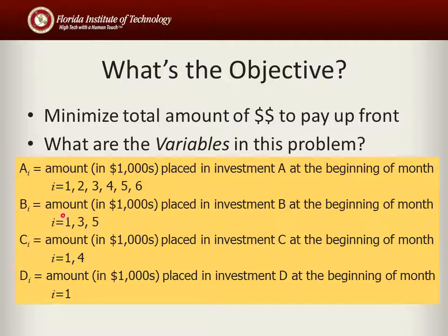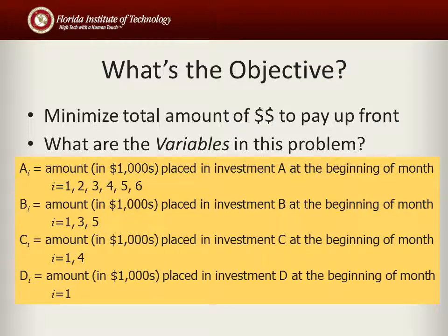So B sub I is the amount in thousands placed in investment B at the beginning of month I, where we're restricting I to be 1, 3, or 5. C is just the same thing, the amount of money invested in investment C at the beginning of months 1 to 4, because based on the table that we saw before, those are the only times that we can invest in C. And D sub I is the amount in thousands placed in investment D at the beginning of month I. In this case, I is only 1, so this can just be D1, and it'll be okay.